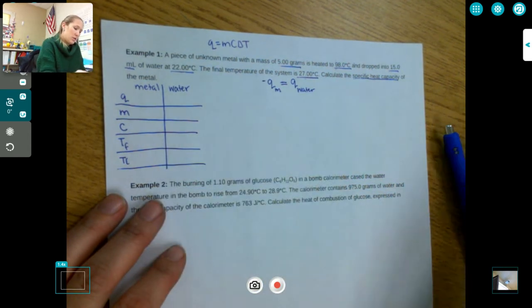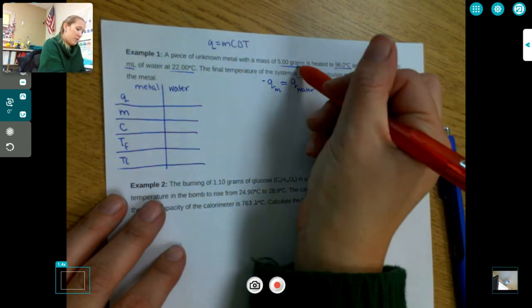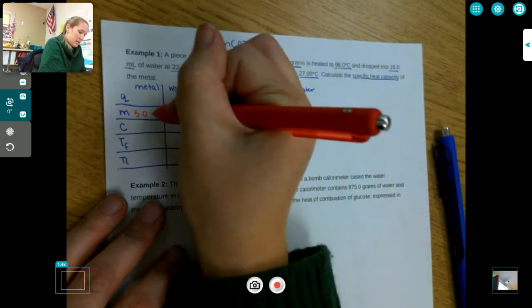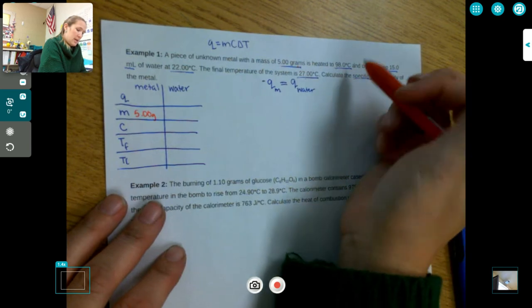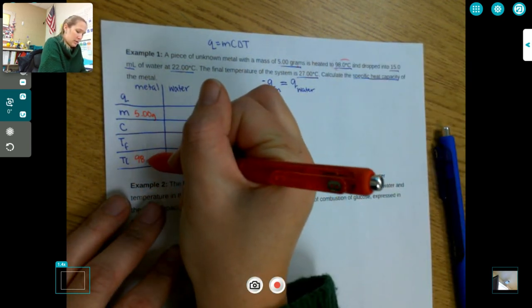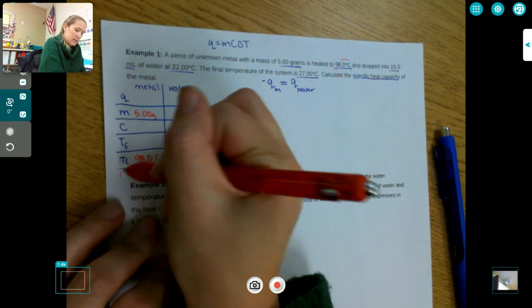So from our question, it tells us we have 5 grams of metal, so 5.00 grams, heated to 98 degrees Celsius, so that's its initial temperature. We need delta T down here.